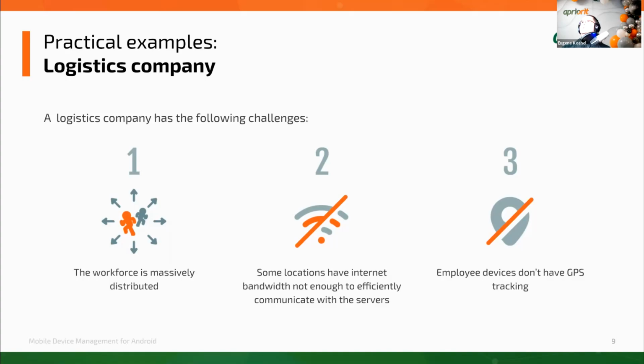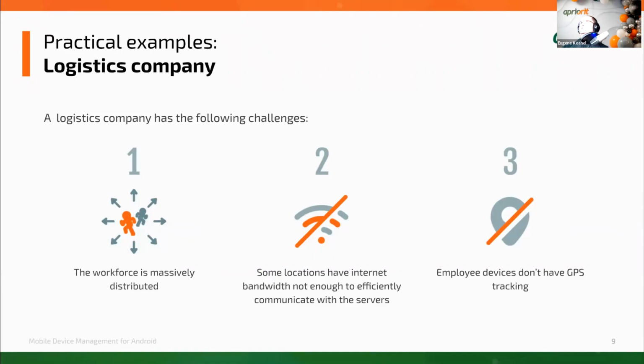First one is that the workforce is massively distributed. Second one is that different locations might not have enough internet bandwidth to efficiently communicate with the servers, so there will be a need to store some information on the device locally. And the third one is that it can be very beneficial for planning if the managed devices have GPS tracking. So, for example, the company can know which employee is doing what and where, especially people like truck drivers or people who move goods.